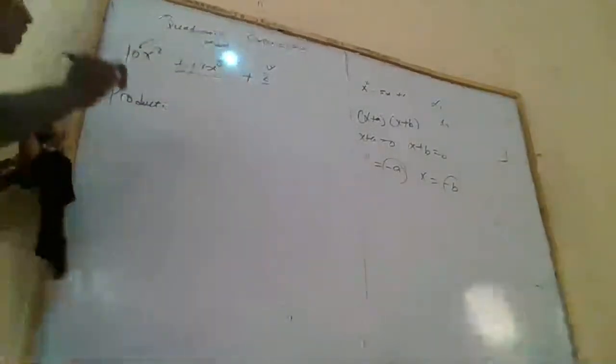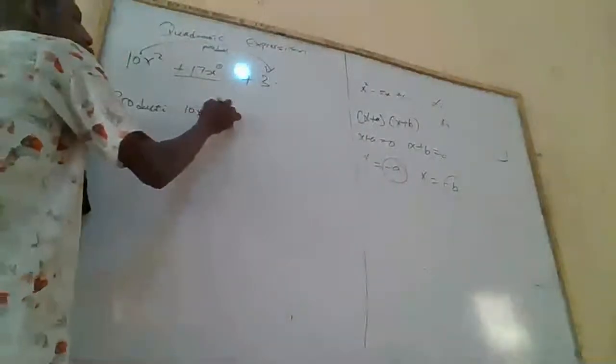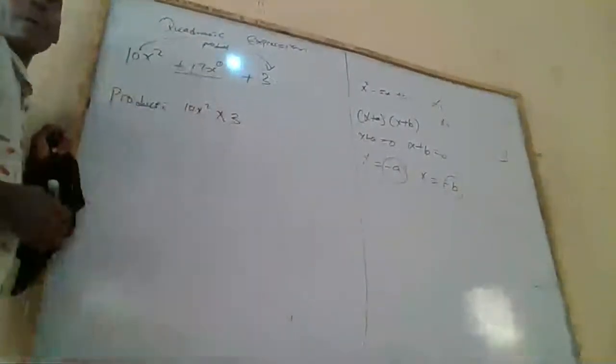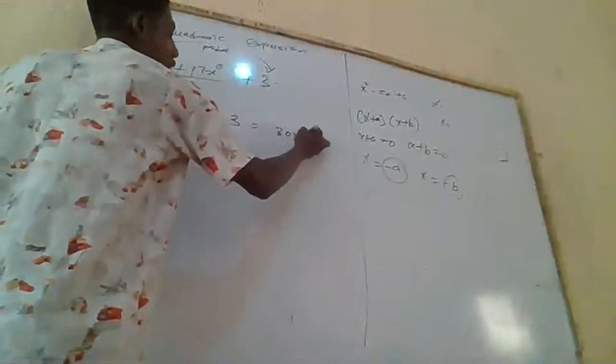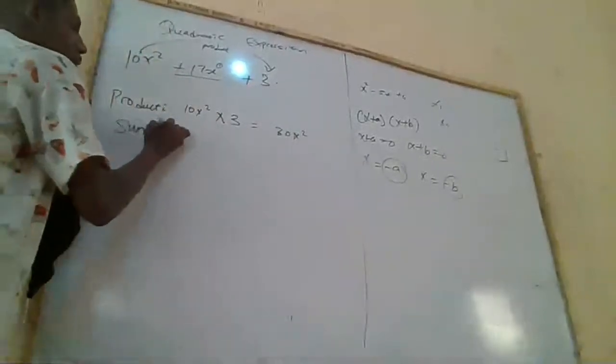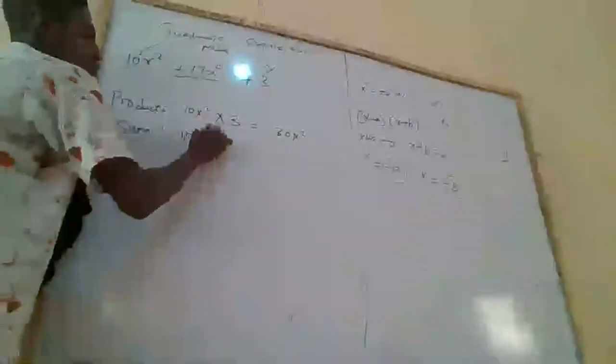So if I want to do the product now, the product will be 10x squared multiplied by 3. What is 10x squared multiplied by 3? And what will be the sum? 17x. Are you with me? Now listen very, very carefully. Now, what's the meaning of factors?